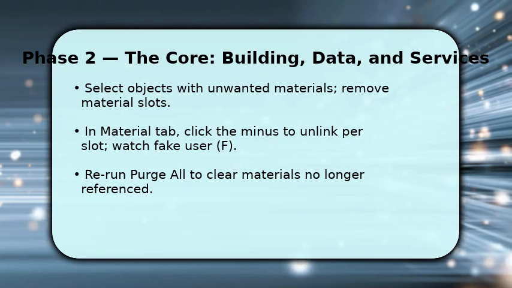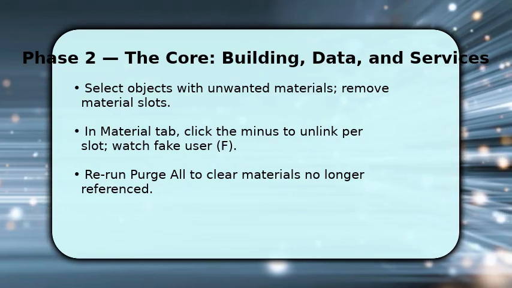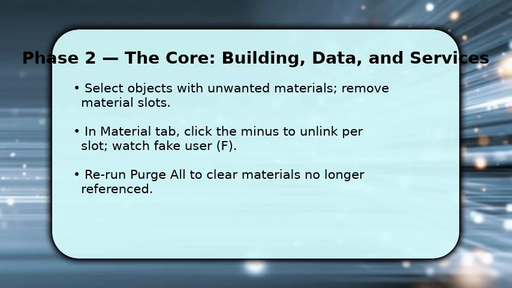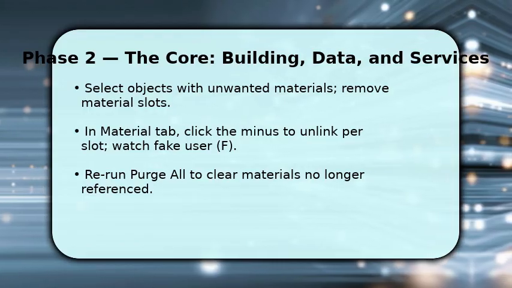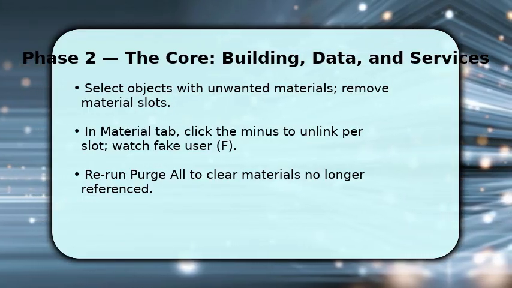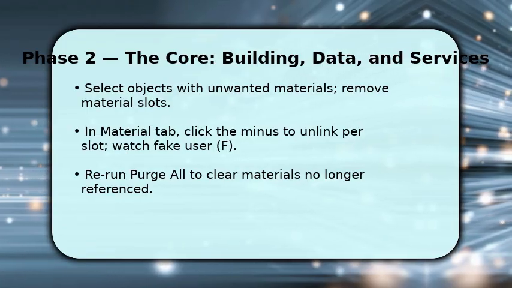Now focus on objects that hold the materials you want gone. You select those meshes, open the material properties, and remove material slots or assign a single temporary material. Unlinking breaks the reference so Blender can free the old data.